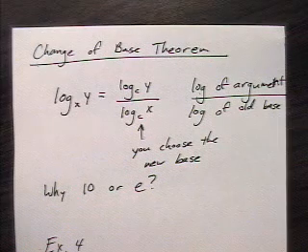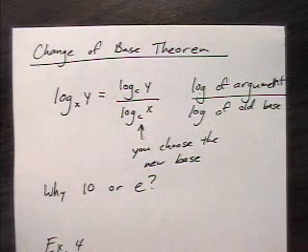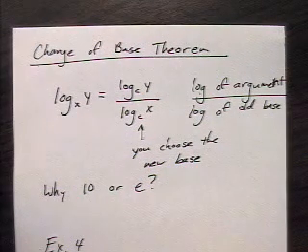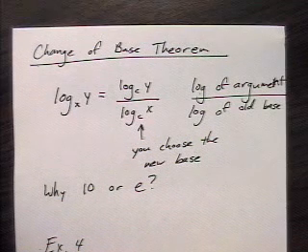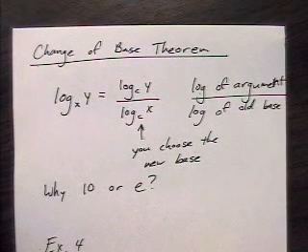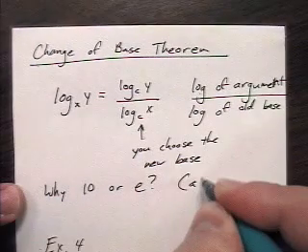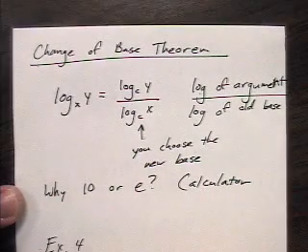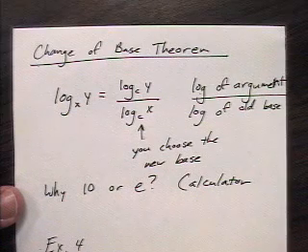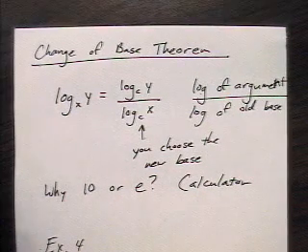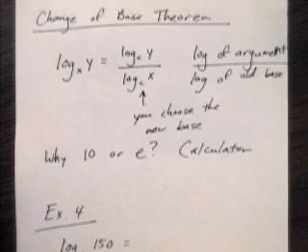Now, why do we choose base 10 or base e? Sorry for the half yawn. Don't hurt me in class. Well, that's because our calculator can do that, okay? It's a calculator issue. Those two bases are programmed into your calculator. So that's why we choose 10 and e.